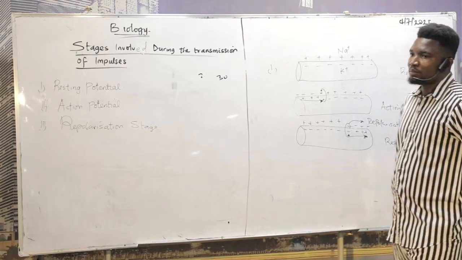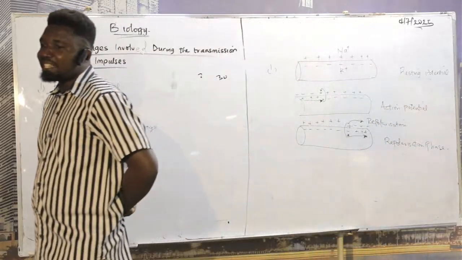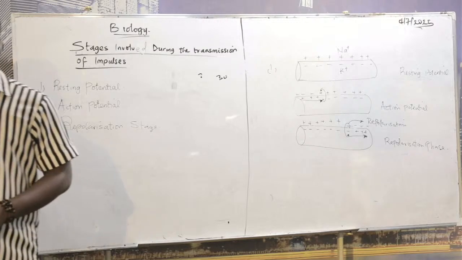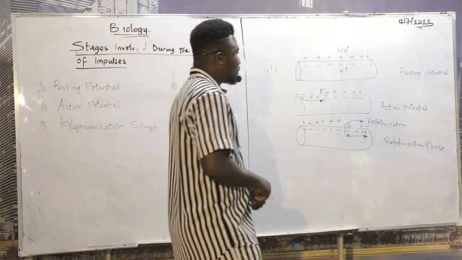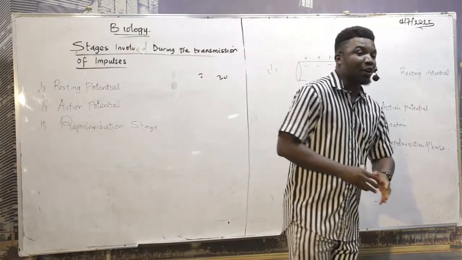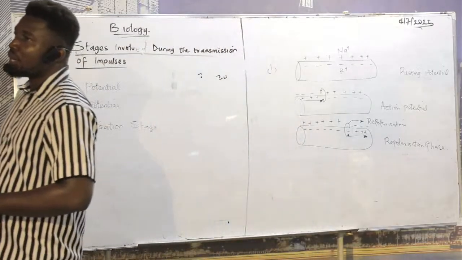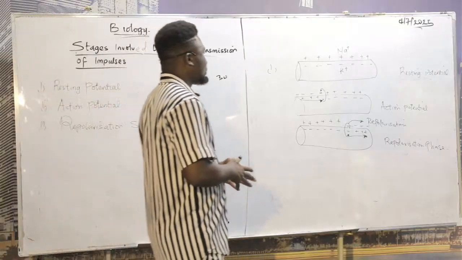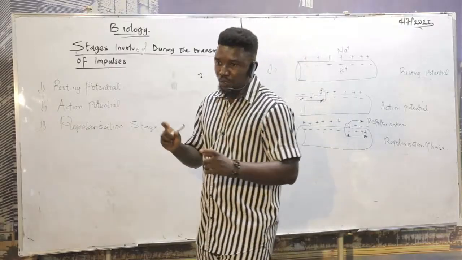Why does the negative ion migrate to the surface?